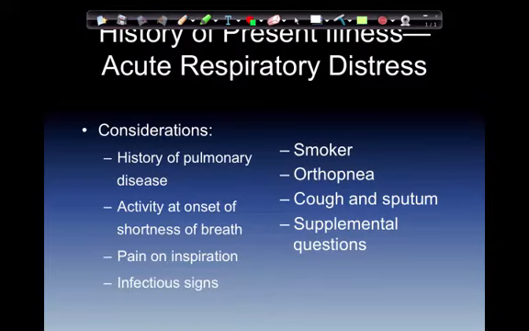Supplemental questions. Has the difficulty breathing or dyspnea been constant? Does anything make it better or worse? Have you ever had any similar episodes? Have the patient rate the dyspnea on a scale of 1 to 10, 10 being the worst shortness of breath episode you've ever had in your entire life. Where do you think you're at today?